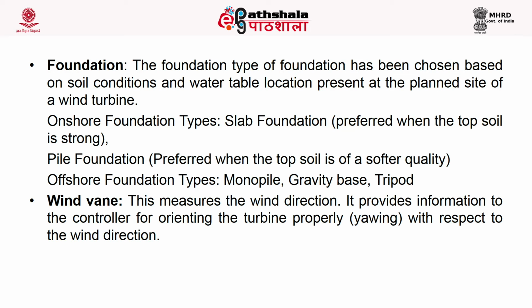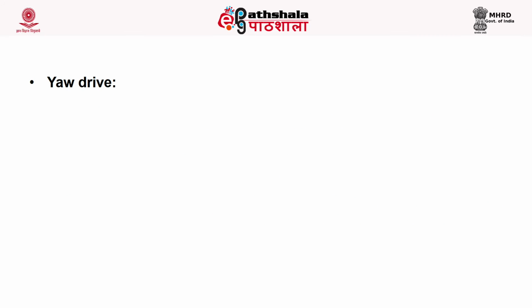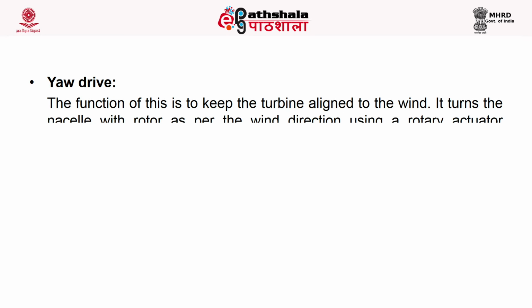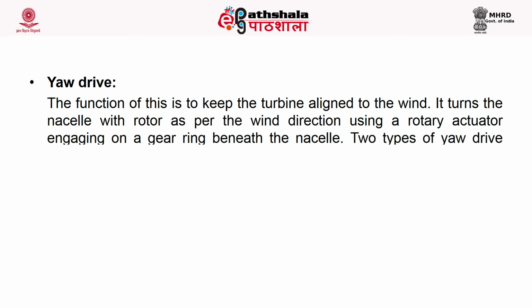Wind vane is an instrument which is used to measure the wind direction. It provides information to the controller for orienting the turbine properly, that is yawing with respect to the wind direction. Yaw drive. The function of this is to keep the turbine aligned to the wind. It turns the nacelle with rotor as per the wind direction using a rotary actuator engaging on a gear ring beneath the nacelle.